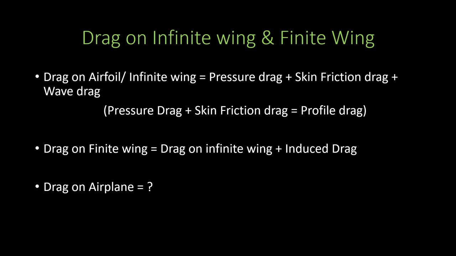We saw that an infinite wing or airfoil is the same thing, and there are basically three types of drag acting on an infinite wing, which are pressure drag, skin friction drag and wave drag. The pressure and skin friction drag together are known as profile drag. Now coming to a finite wing, or a real wing installed on an aircraft, there is one more additional drag in addition to the drags on an infinite wing, which is known as induced drag.